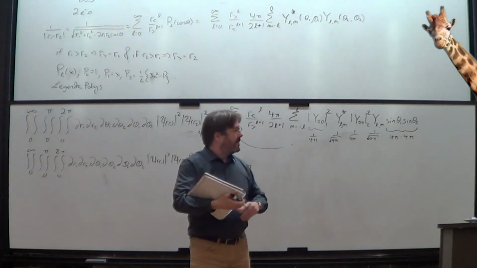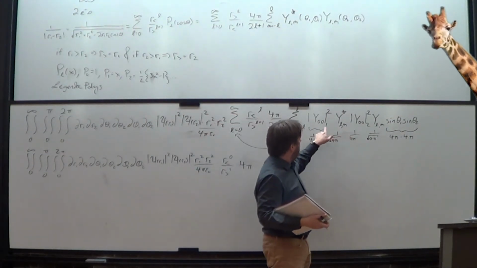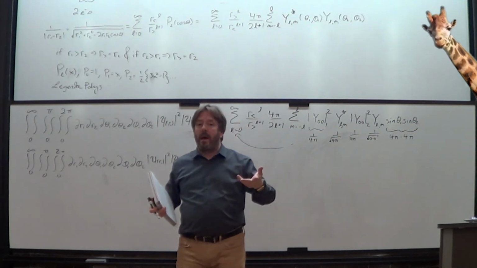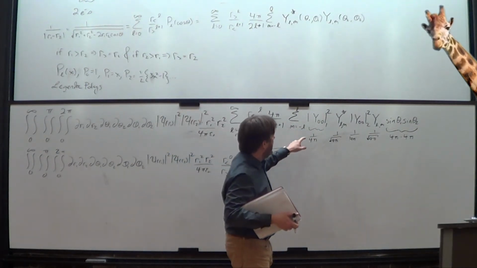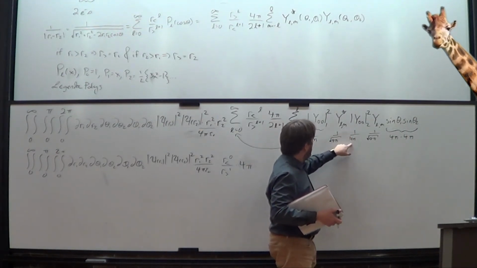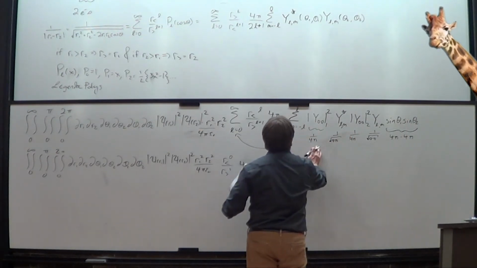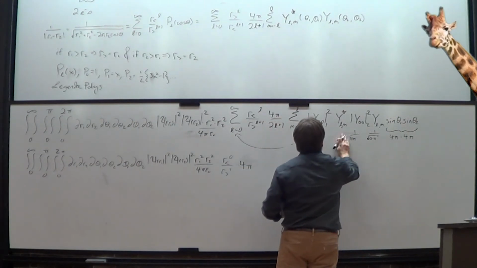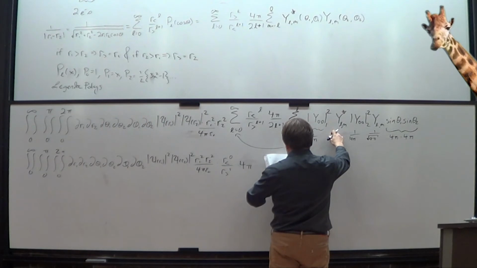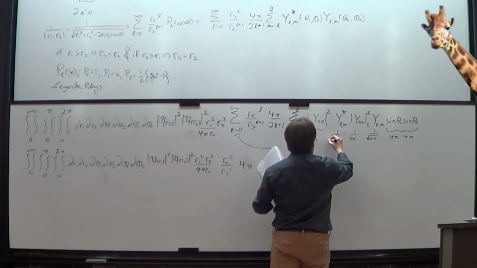Okay, so again, I'm just plugging in spherical harmonics. The spherical harmonic L0, M0 is 1 over the square root of 4 pi. So that's squared. 1 over the square root of 4 pi. Wait, did I do that right? No, I did that right. Sorry.